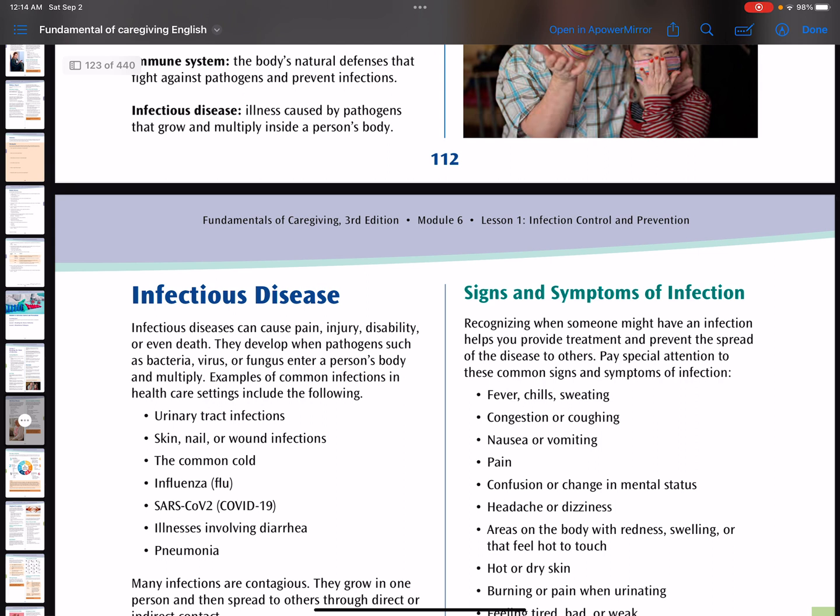Infectious disease. Infectious diseases can cause pain, injury, disability, or even death. They happen when pathogens such as bacteria, viruses, or fungi enter a person's body and multiply. Recognizing when someone might have an infection helps you provide treatment and prevent the spread of the disease to others. Understanding how pathogens grow and spread will help you protect yourself and others from diseases.